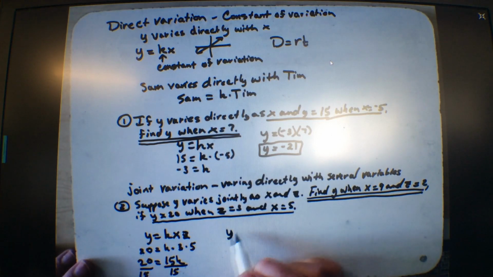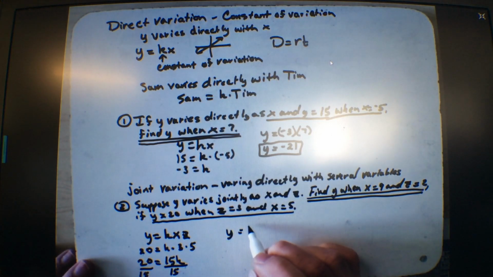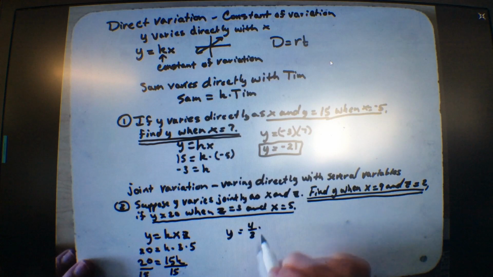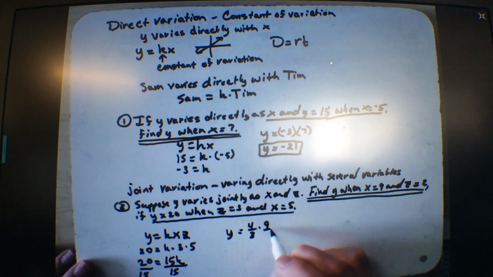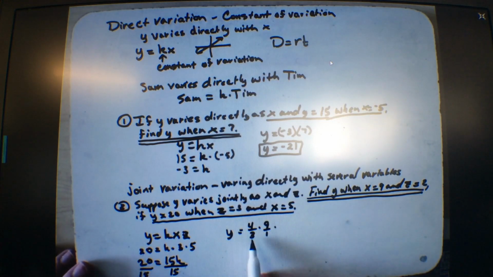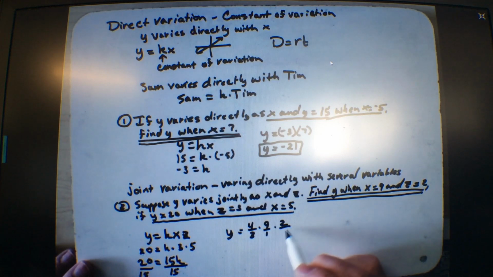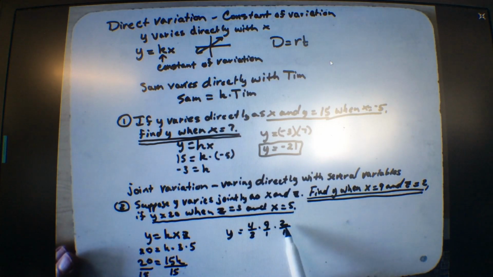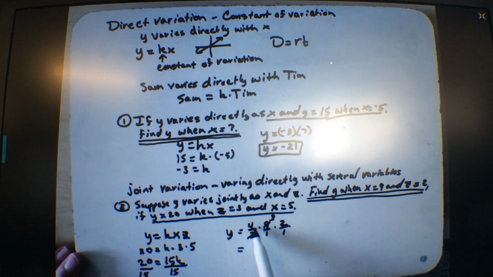So find y when x equals 9. So we now know that k is 4/3 times, I'm going to put x, 9 over 1 because this is a fraction, and z is 2 over 1. Is that correct? And then I can cross cancel if I can. And if you look here, I can cross cancel the 3 and the 9. So I have 4 times 3, which is 12, times 2, which is 24.